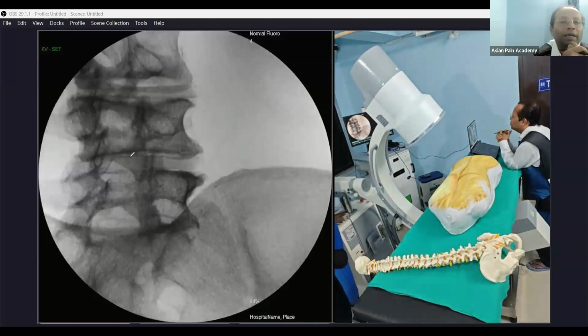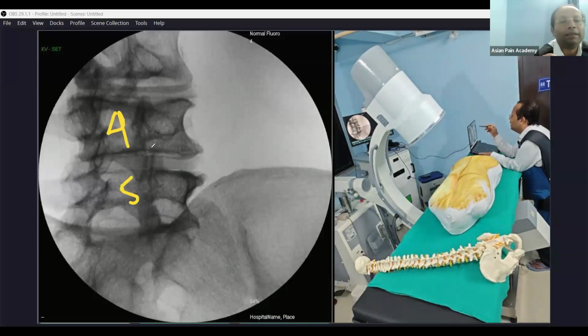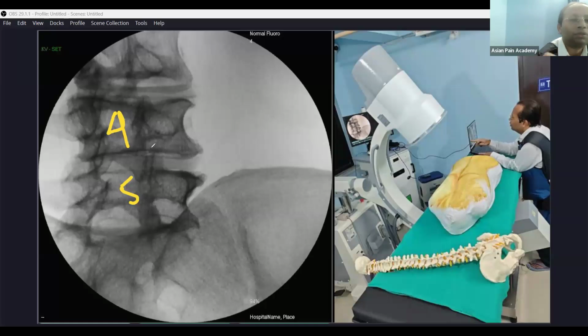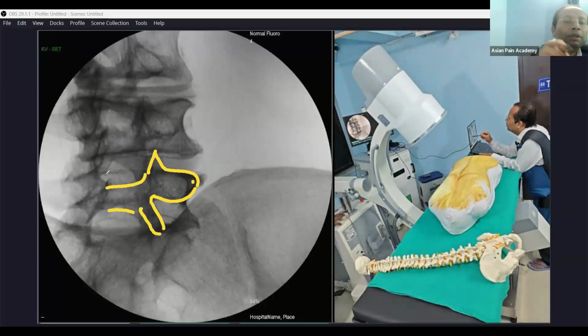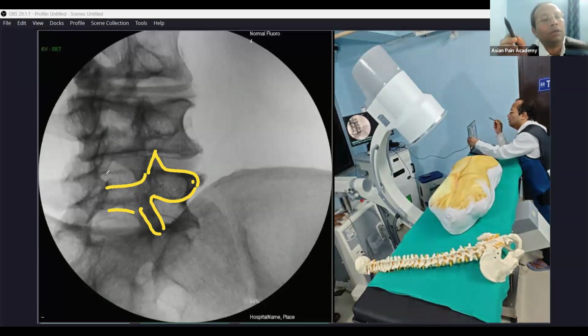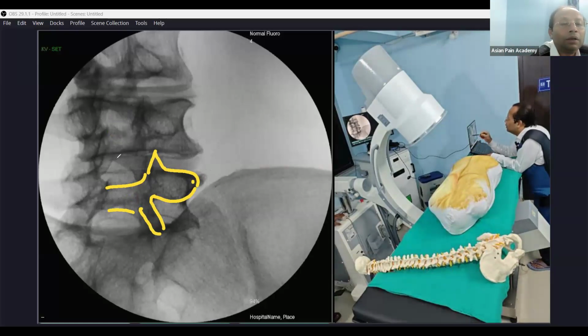Step by step. Here we can understand that this is the fourth vertebra, this is the fifth vertebra, and this is the scotty dog. In the scotty dog, we can see both the dogs. Here is one dog, this is one dog, and this is another dog. Where is the eye of the dog? This part is the eye of the dog.